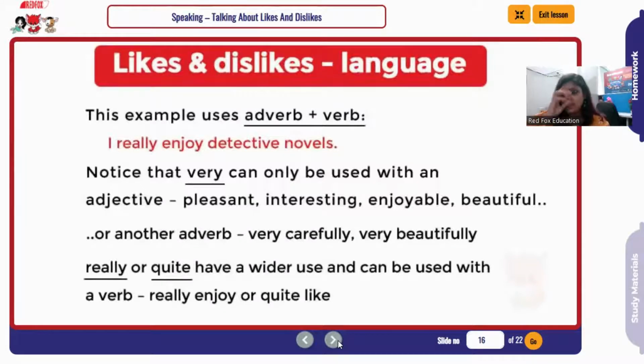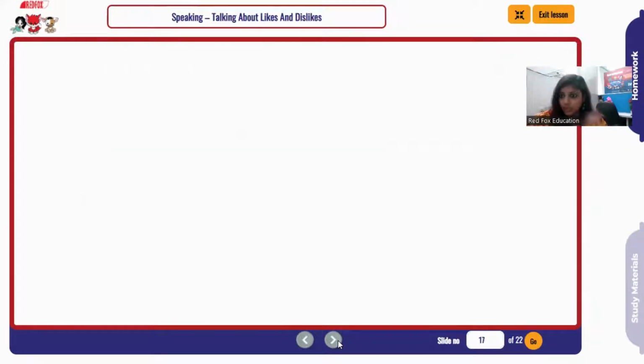And the thing that you're seeing right now on the screen is basically how Red Fox Education presents its lessons. This is how, if you join classes, your lessons are going to be, in this PPT format, and your tutor is going to explain every single slide to you. So this is how it's going to work.